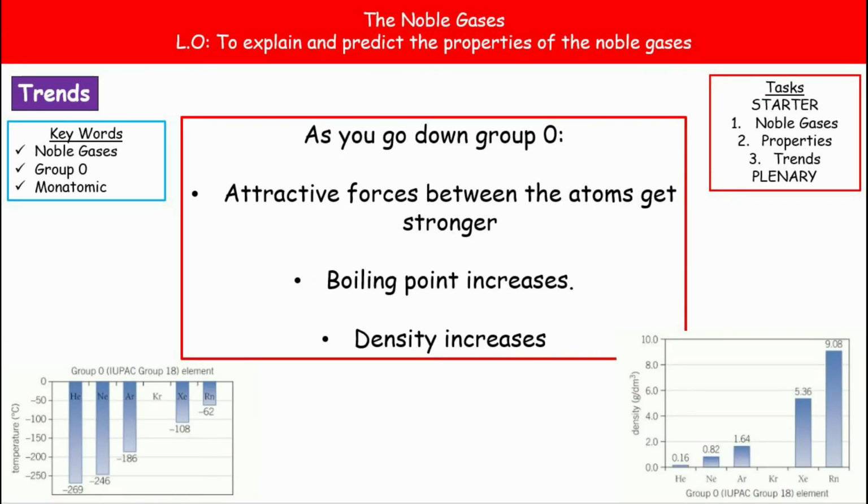So what we find is that as we go down group 0, so start at the top, work your way down, then the attractive forces between the atoms get stronger. And the reason for that is we're having more shells, so the atoms are getting larger. So larger atoms have stronger forces of attraction between them. Because they've got a stronger force of attraction between those individual atoms, then the boiling point is going to increase, because it takes more energy to overcome those forces between them. Another pattern we should note is that their density also increases. So make sure you've got those points written down about the patterns that we see within group 0.